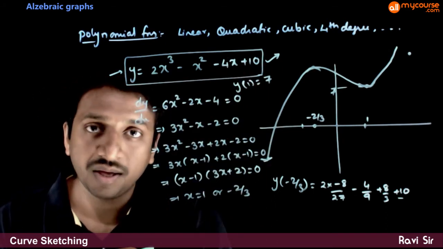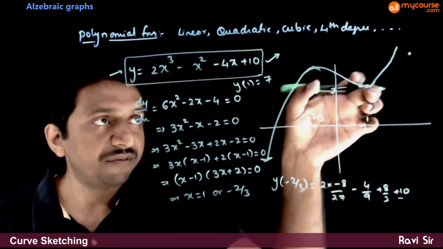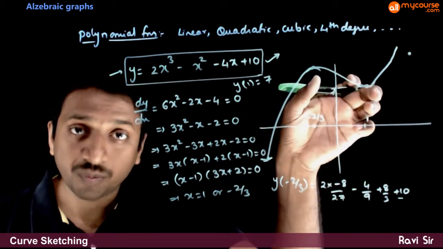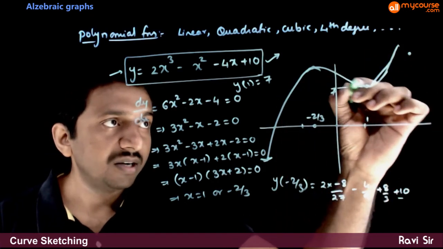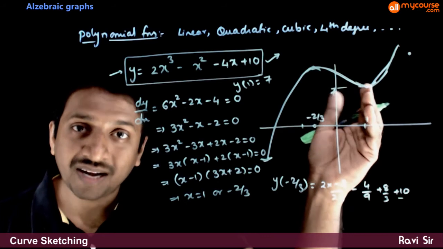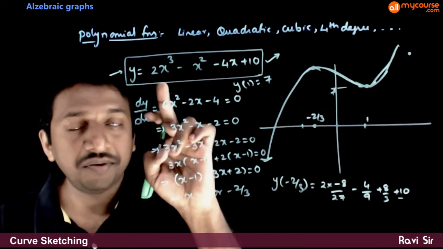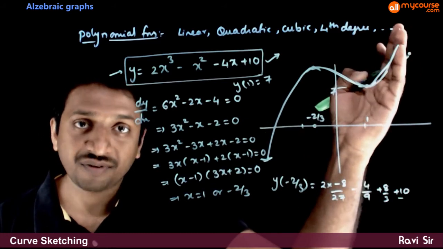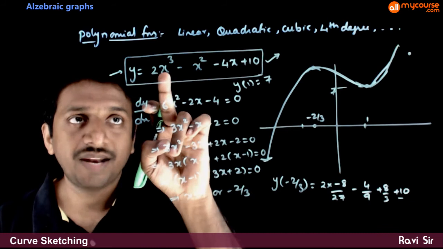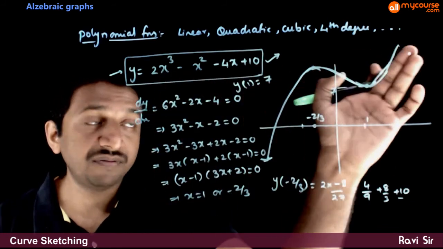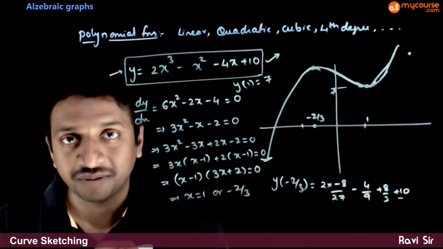So what did we do here? We have found the points of maxima and minima. We have found the values. We have found that both are positive. Hence the graph has to turn completely above the x-axis and it has to come down like this. Whenever you have a cubic, it starts from one end and has to come down to the other end, because when x is plus infinity, y is plus infinity, and when x is minus infinity, y is minus infinity.